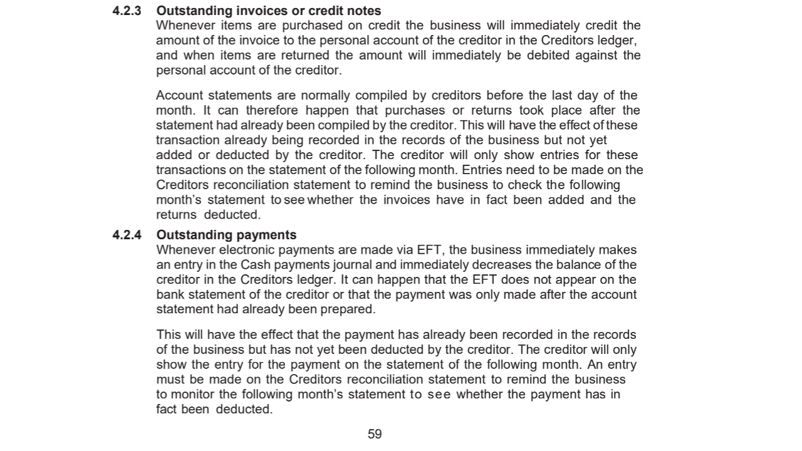Account statements are normally compiled by creditors before the last day of the month. It can therefore happen that purchases or returns took place after the statement had already been compiled by the creditor. This will have the effect of these transactions already being recorded in the records of the business, but not yet added or deducted by the creditor. The creditor will only show entries for those transactions on the statement of the following month.